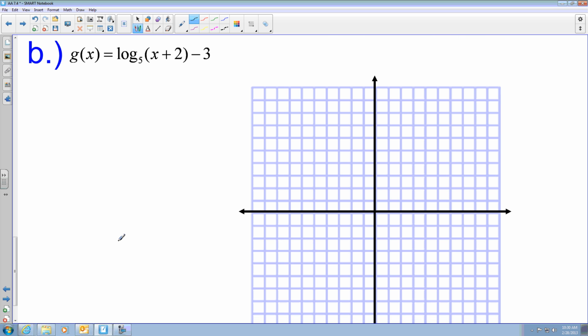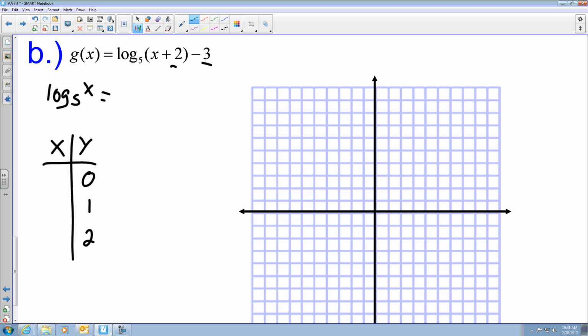Here, I have the same thing as we were talking about with translations. Translations here have not changed. This is still h, and this is still k. But when I work on my plotted points, all I'm concerned with is the function that doesn't have h or k in it. So all I'm concerned about is log base 5 of x. So that's what I'm going to make my t-chart with. All right, I'm going to use 0, 1, and 2.